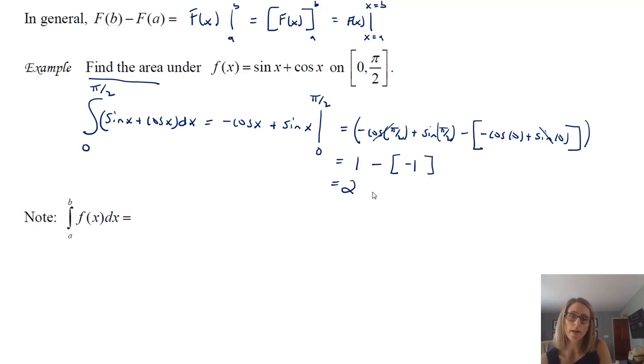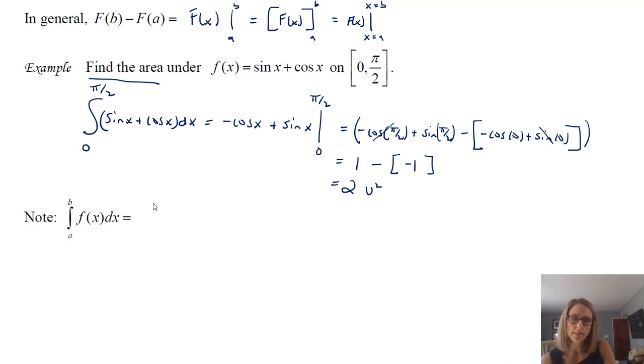Okay. So the area under is 2, and usually you might see the notation units squared because it is asking us for area. And so if you think about a grid, that would fill up 2 units squared. Sine x plus cosine x from 0 to pi over 2. Okay.